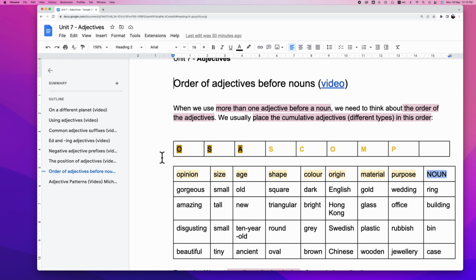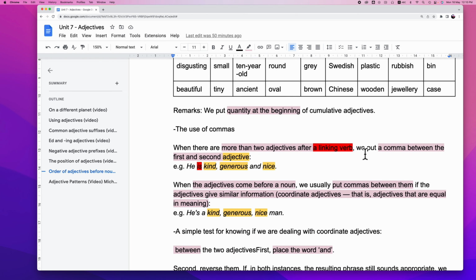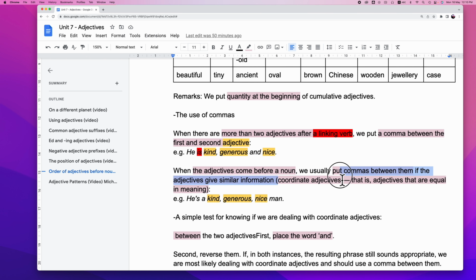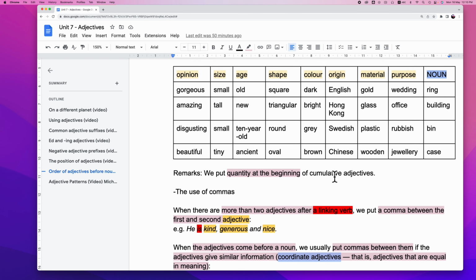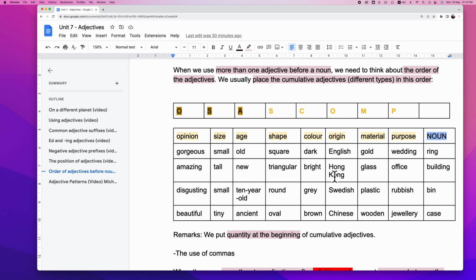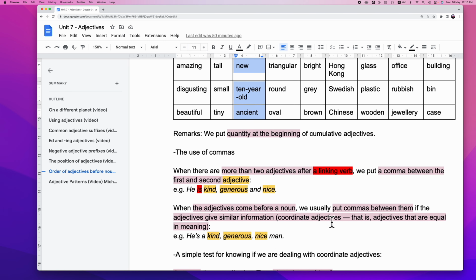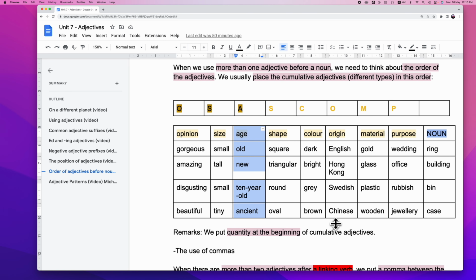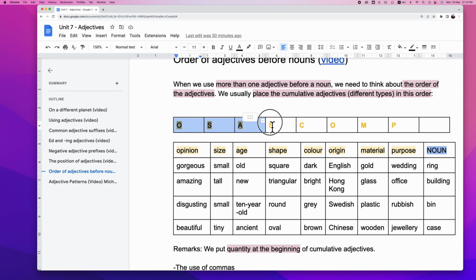Then we are talking about the order of adjectives. And we need to understand two terms: cumulative adjectives as well as coordinate adjectives. Cumulative adjectives are different types of adjectives that should be put in a sequence. And coordinate adjectives are adjectives of the same kind. So how do we deal with that?